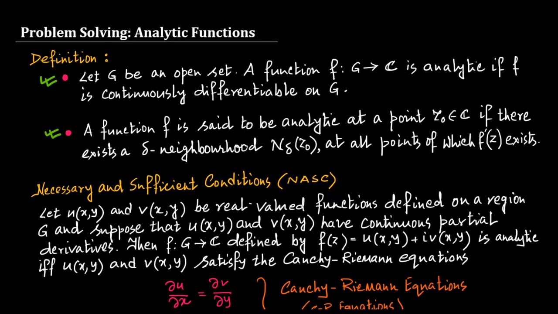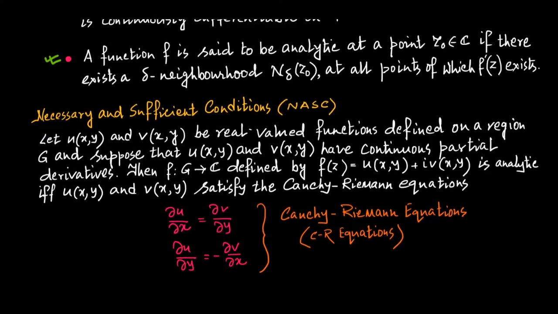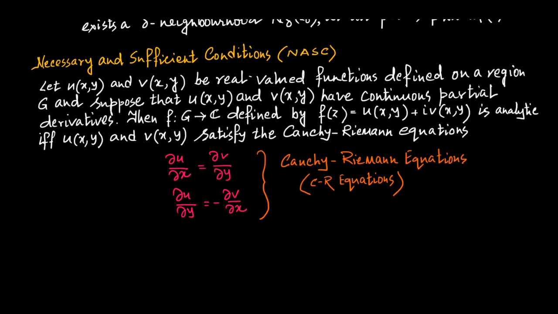Now, the necessary and sufficient conditions for a function to be analytic. Let u(x,y) and v(x,y) be real valued functions defined on a region G, and suppose that u(x,y) and v(x,y) have continuous partial derivatives. Then f from G to C, defined by f(z) = u(x,y) + i v(x,y), is analytic if and only if u and v satisfy the Cauchy-Riemann equations. That is, del u del x is equal to del v del y, and del u del y is equal to minus del v del x.